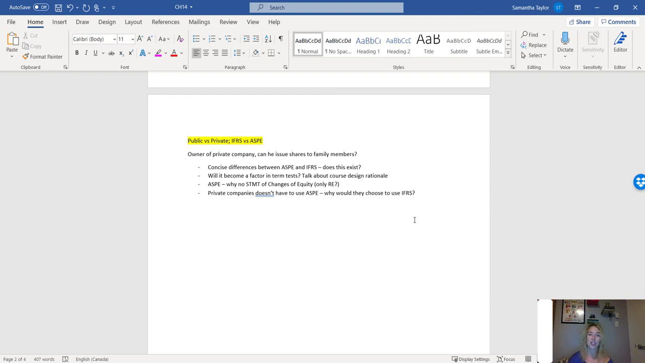Will it be a factor in term tests? And I wanted to make a note to talk about the course rationale, which I just did. So where it is specifically identified, and specifically when you are looking at the connected practice problems, yeah, it's fair game, but it has to be more communicated to you than just in a CPAII question that's essentially like, go do your own research. That's not fair game.